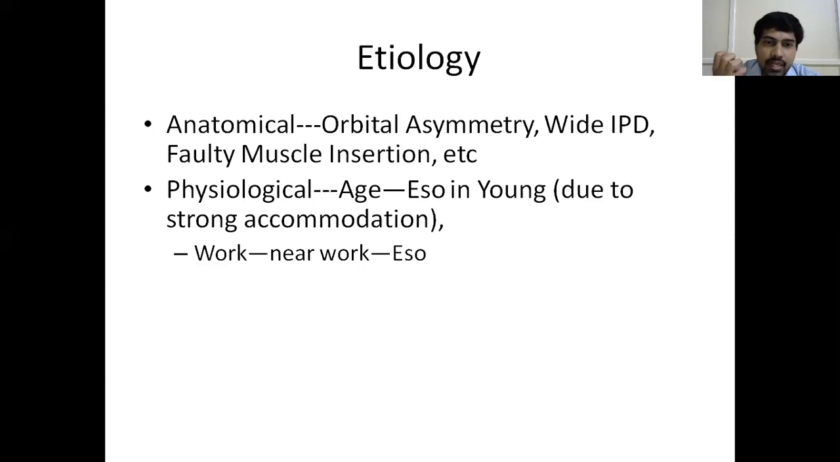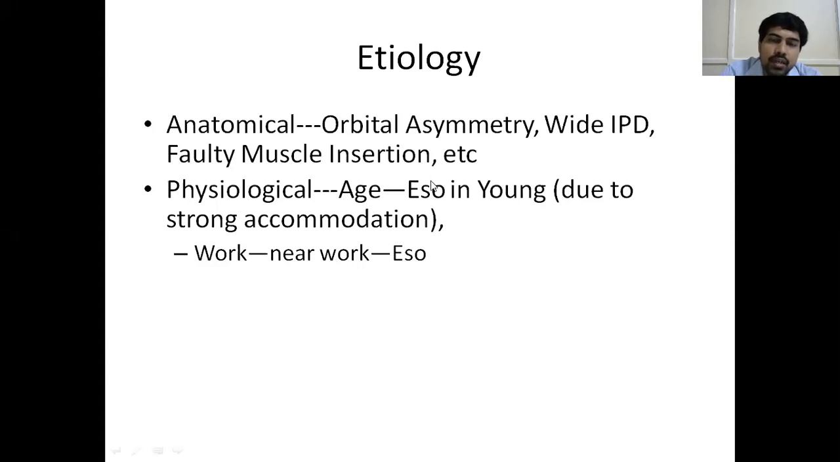For accommodation, we need the ciliary muscle as well as the medial rectus muscle. The ciliary muscle is for causing constriction of the pupil, as well as the increase in the anterior curvature of the lens, and the medial rectus is for convergence. When the child is young, when the child is newly born, he has nearly 14 to 15 diopters of accommodation. But as the age increases, by the age of 40 years, it comes down to 3 to 4 diopters. By the age of 60 years, it is almost zero.